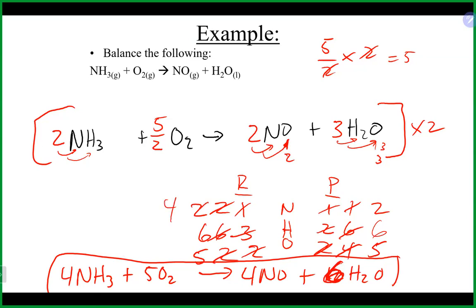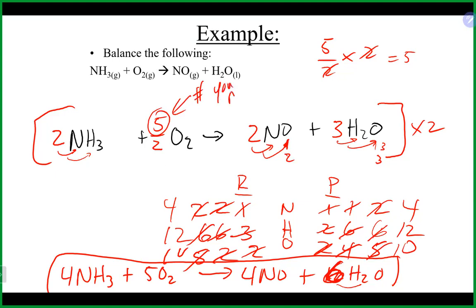We have 4 nitrogens on both sides. We have 4 times 3, which is 12 hydrogens. 6 times 2 here is 12. And 10 oxygens and 10 oxygens. So you can use a fraction to balance it, but you do have to clear it. If you're not sure how to choose the fraction, top number is the number you need. Bottom numbers should match that number, and you'll always pick the right fraction in that particular case. Any questions on that? All right.